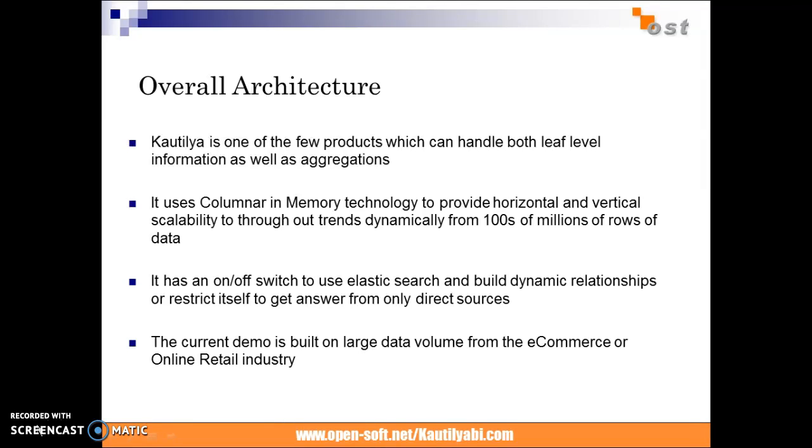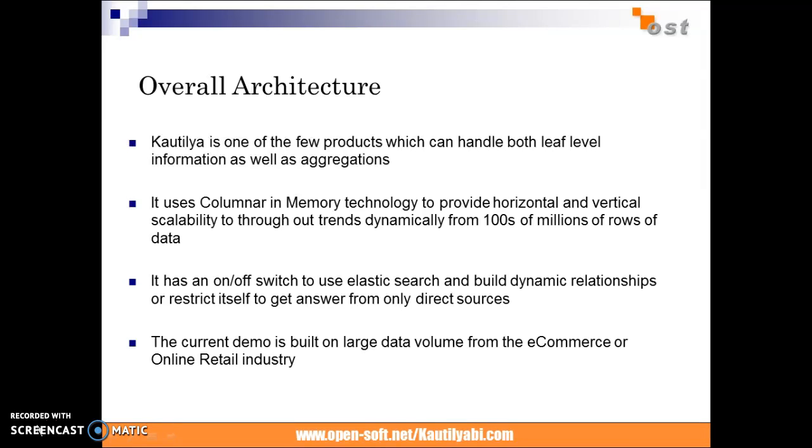Now, I would like to first introduce the kind of data that we have and the overall architecture. Kautilya is one of the few products which can handle both leaf level information as well as aggregations. What this means is that you can have pixel perfect or production reports as well as aggregations or data visualization coming together. Usually you have different products doing that. Kautilya has a columnar in-memory technology which allows it to have huge scalability. So you can literally have millions of records which can very easily be extracted and aggregated, and answers taken on the fly.